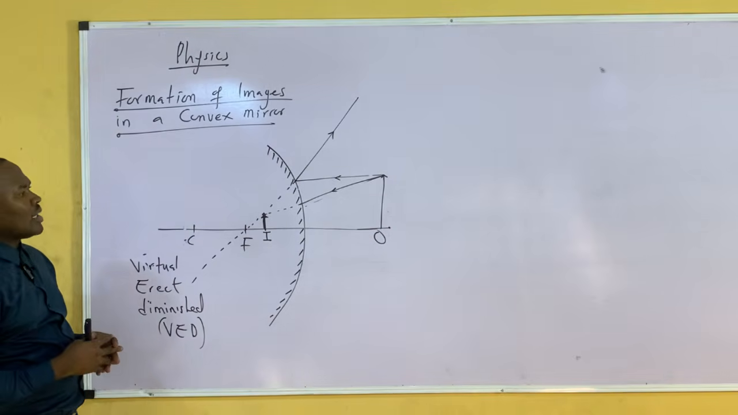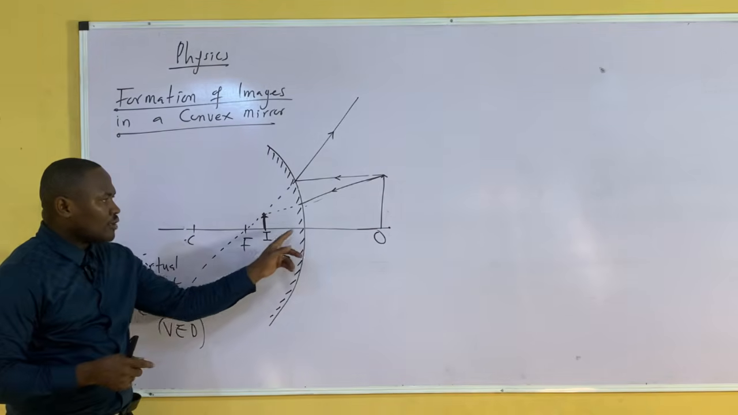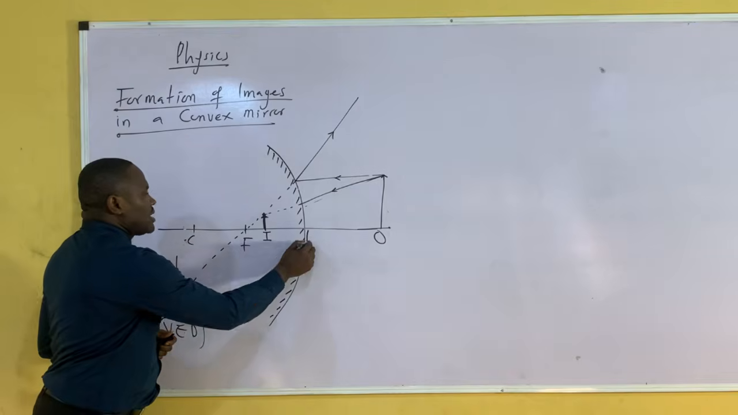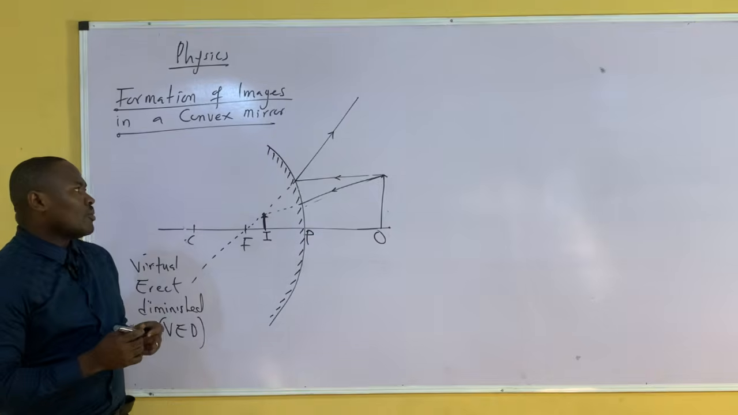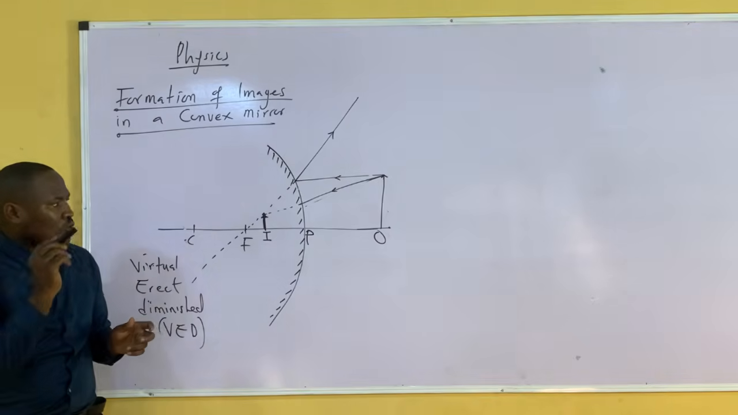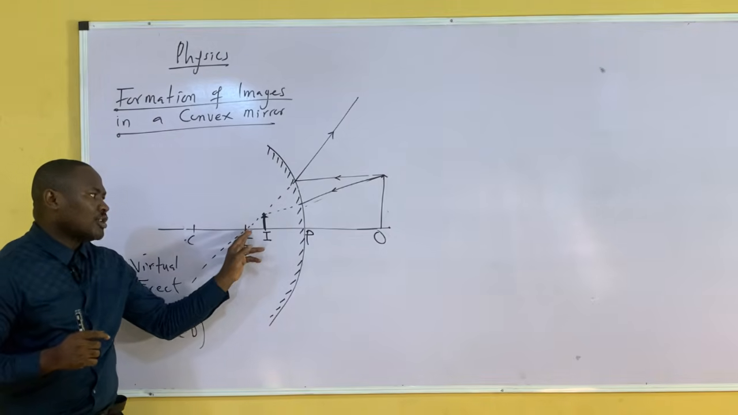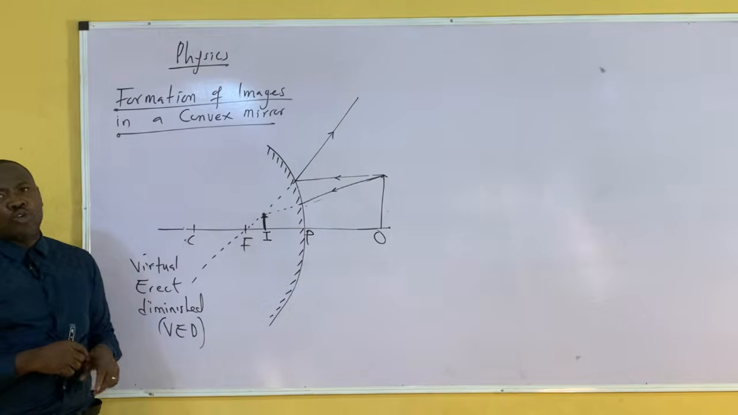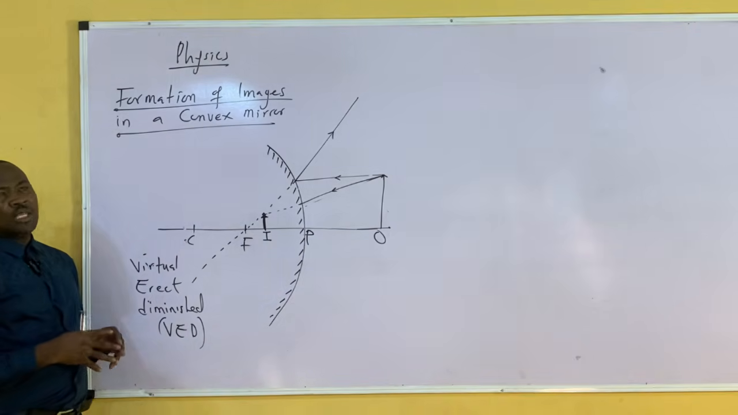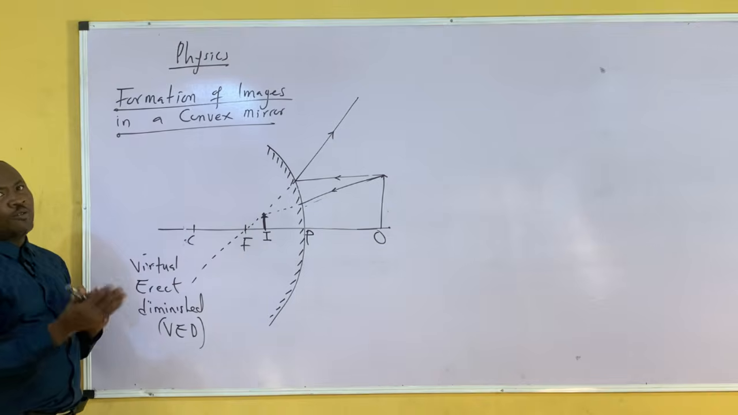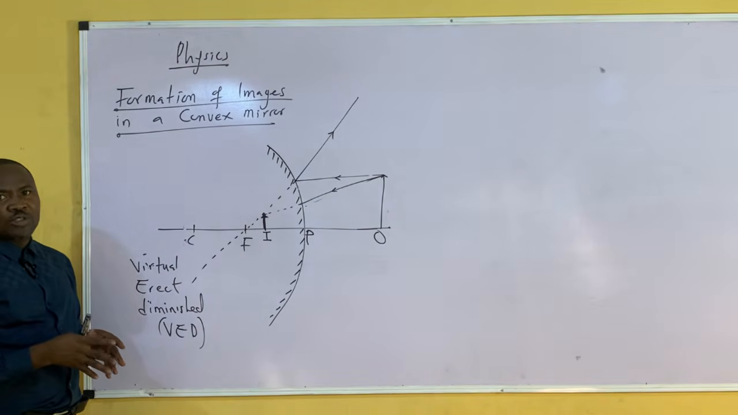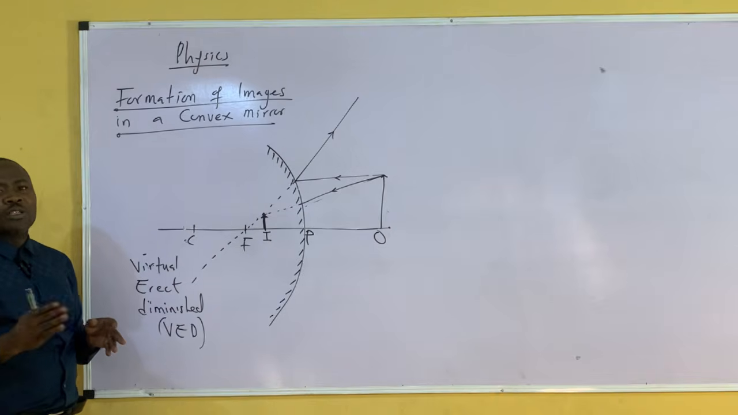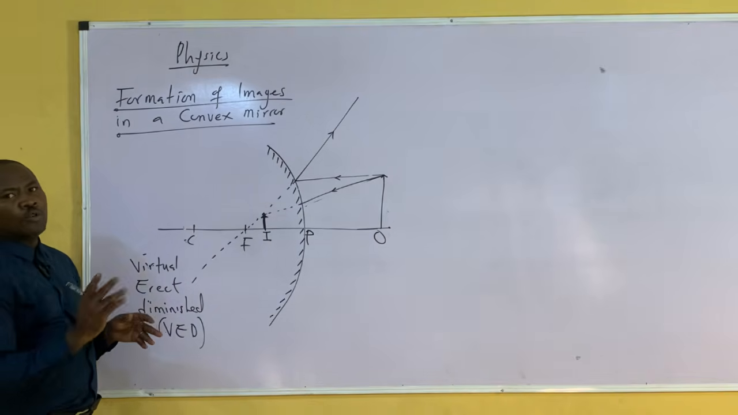Now, when you look at the position of the image, irrespective of wherever the object is, the image formed by a convex mirror is always between the principal focus and the pole of the mirror. Now, if you take this section and that of a concave mirror and sit with any past question, you see that you can eventually answer all of the questions.